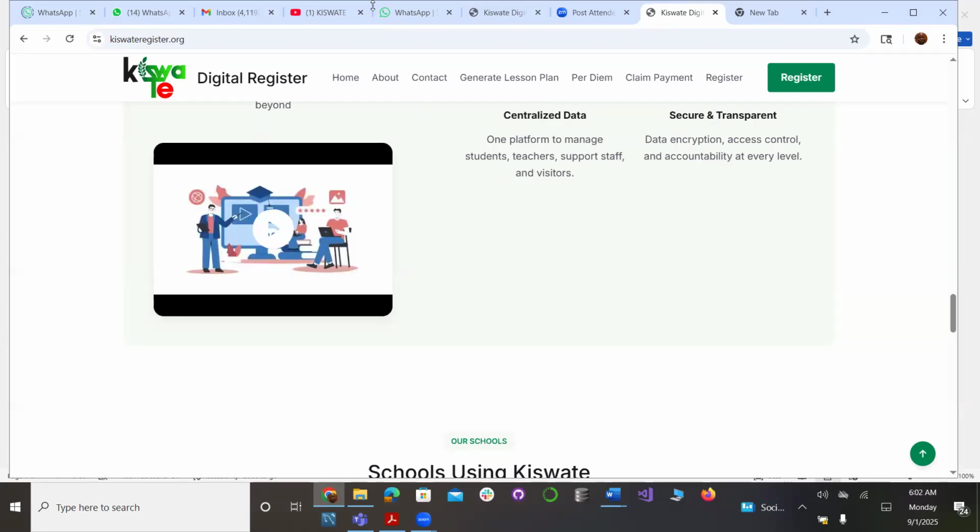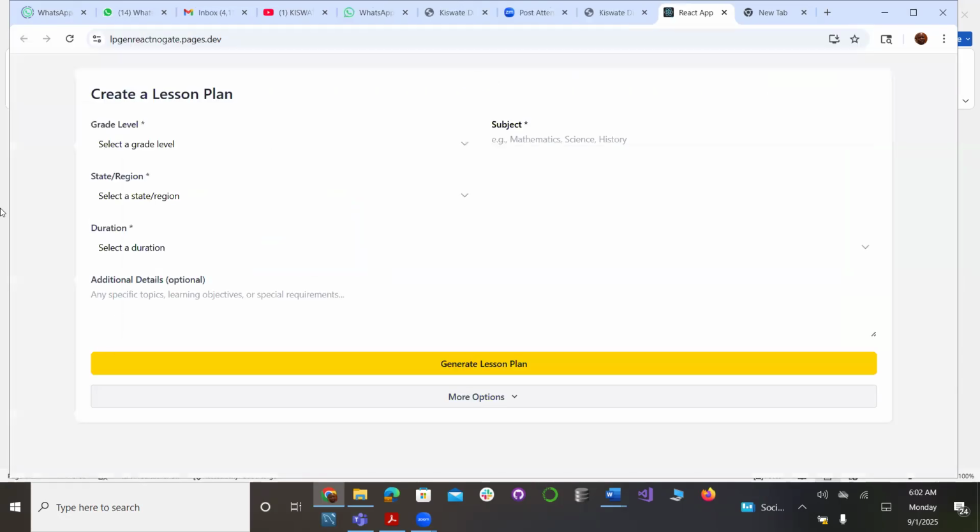So right now, I want you to allow me to share with you one of the products that we want to tailor for the CBE. You see here, it's called Generate Lesson Plan. You click on this, create lesson plan. Are you able to see the next screen?